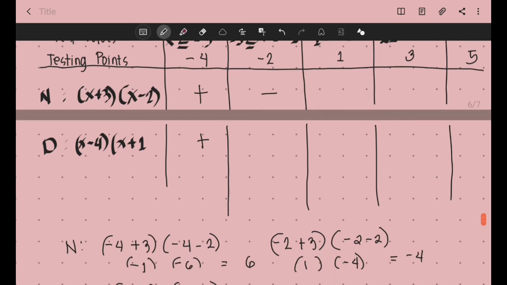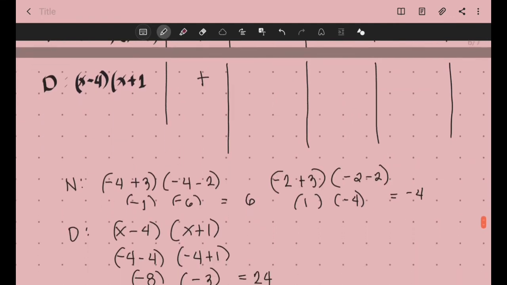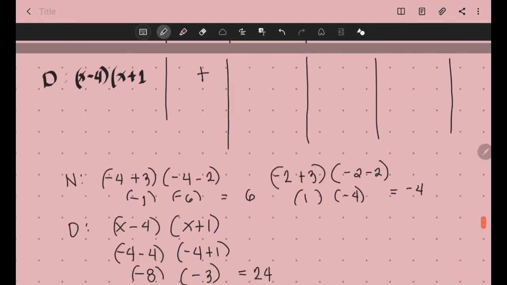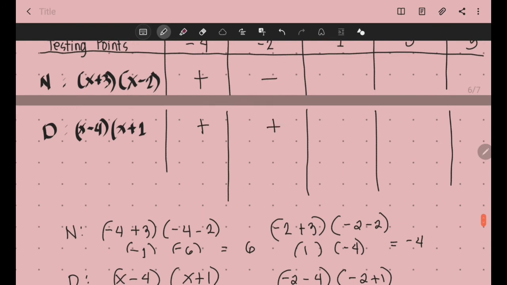So how about your denominator? So let us substitute negative 2. We have negative 2 minus 4 multiplied by negative 2 plus 1. We have negative 6 multiplied by negative 1. So, we have positive 6. So, the sign is positive. Okay po. Okay, next.